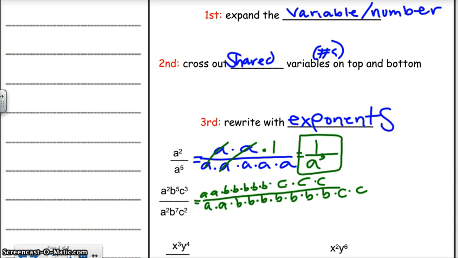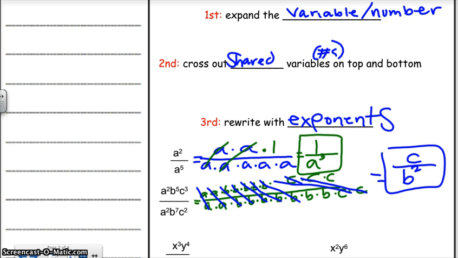Cross out what they have in common. I have an a, I have another a. I have some b's in common: 1, 2, 3, 4, 5 b's I had in common, and I have some c's in common. 1, 2, I'm left with a c there, it's hiding, but it's there, okay? So what am I left with on top? C. Over, what am I left with on the bottom? B squared. C over b squared, final answer.